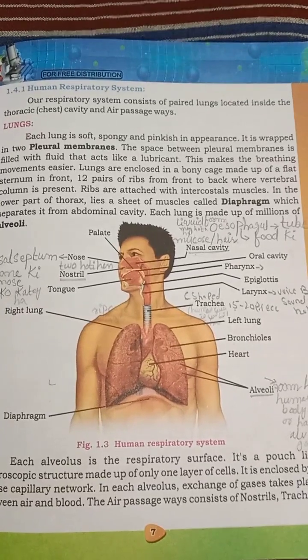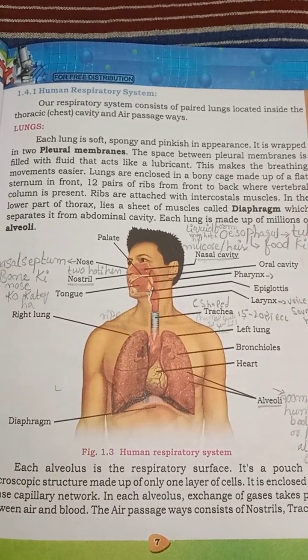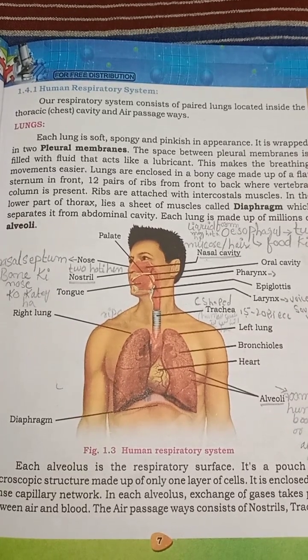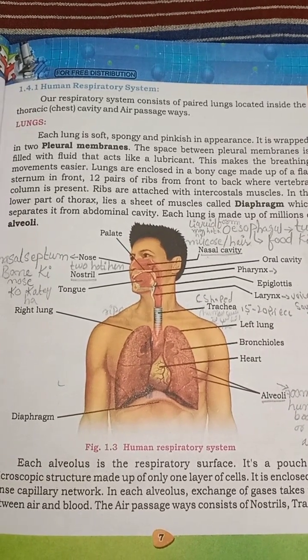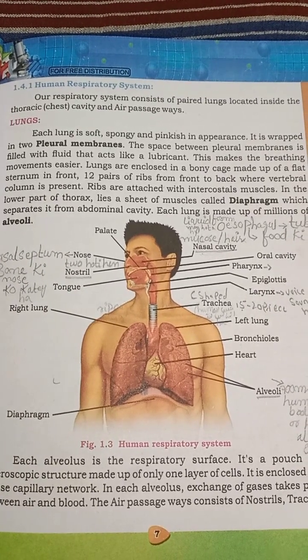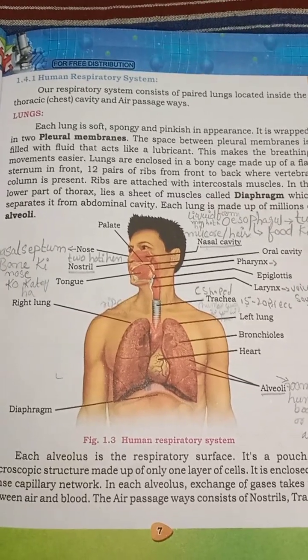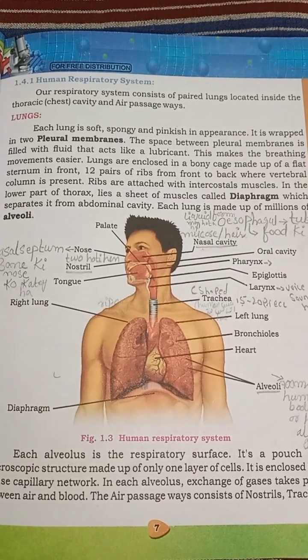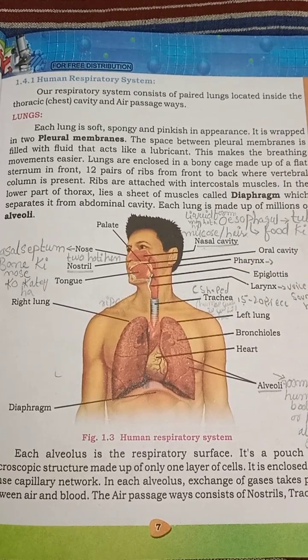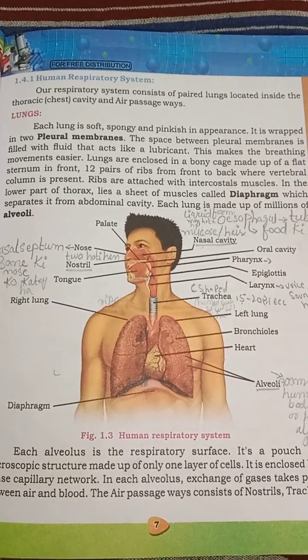Human respiratory system. Our respiratory system consists of paired lungs located inside the thoracic chest cavity, and air passageways. Lungs: each lung is soft, spongy, and pinkish in appearance. It is wrapped in a pleural membrane. The space between the pleural membranes is filled with fluid that acts like a lubricant. This makes our breathing movements easier.